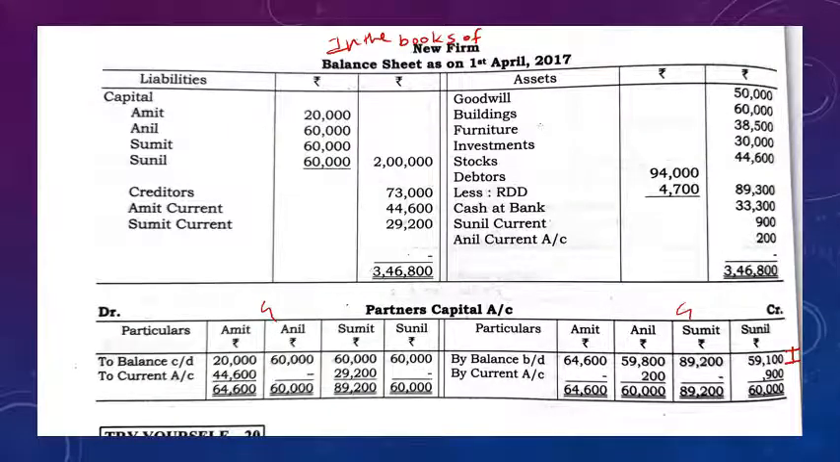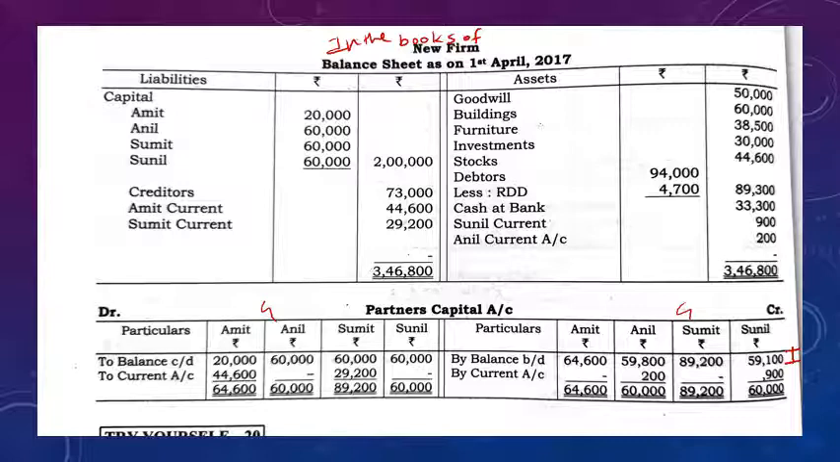We are going to prepare the partners' capital account. First of all, we have to write the balances taken from the old firm. So 64,600, then 59,800, then 89,200, then Sunil's balance is 59,100.